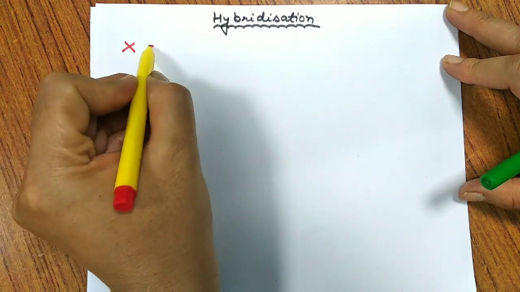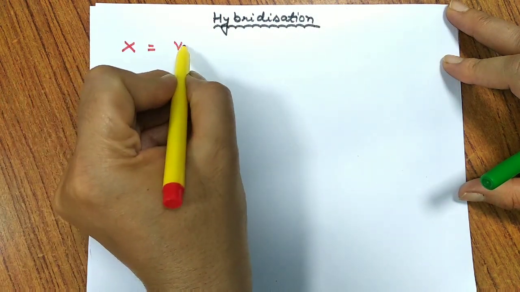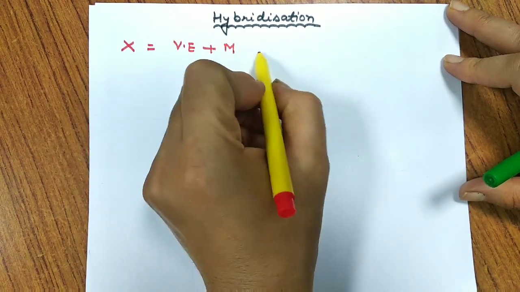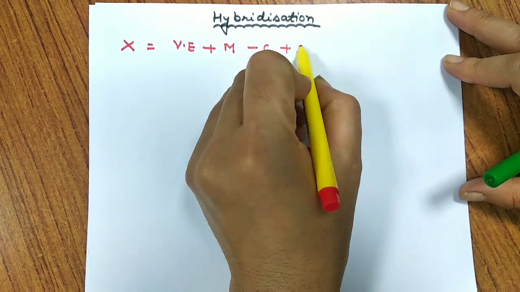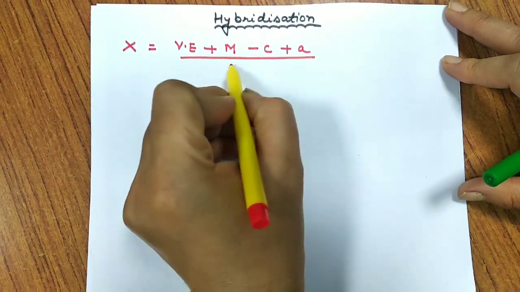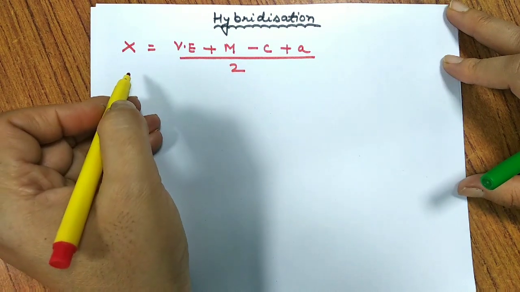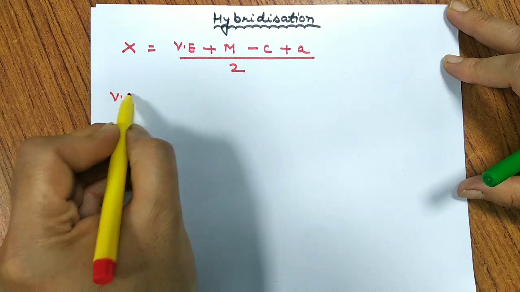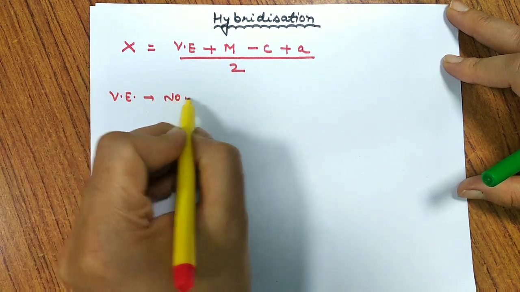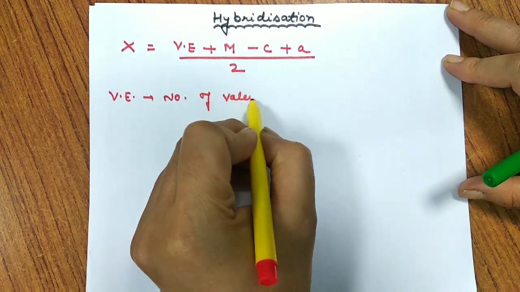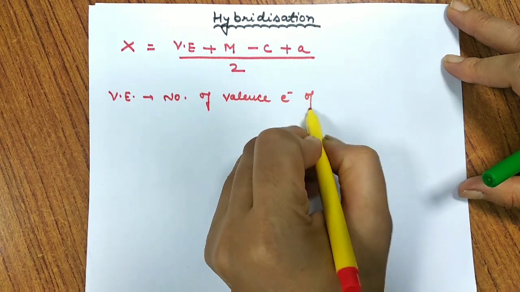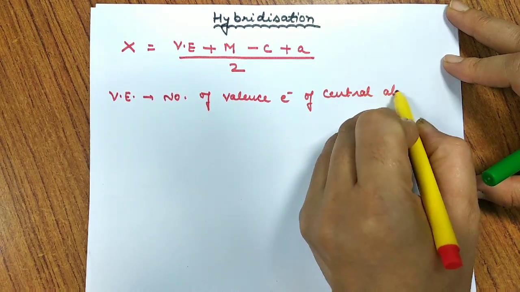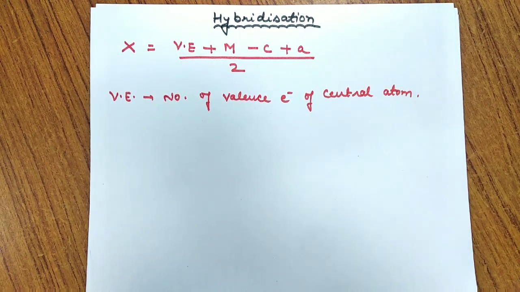And the formula is X equals V, that is valence electrons, plus M, that is the number of monovalent atoms, minus C plus A, divided by 2. Using this formula, you can find the hybrid state of that compound. Now what is this V? V is basically the number of valence electrons of the central atom only. That means here we are going to write the number of valence electrons of the central atom.